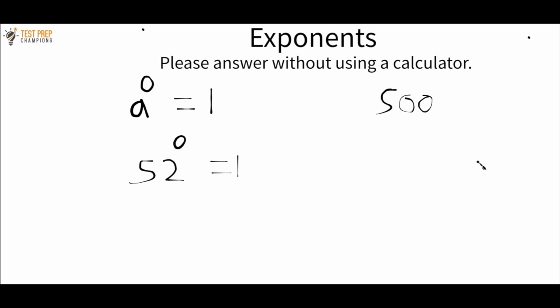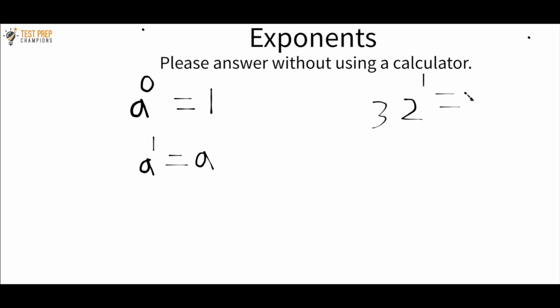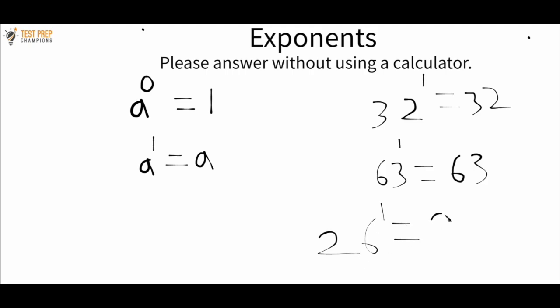Okay, so let me back up here, and something else you should know is that any number raised to the power of 1 just gives you that number. So if I take a and raise it to the power of 1, I just get a. Let me pick something at random. Let's say 32. 32 raised to the power of 1 is just 32. We could also do 63 raised to the power of 1. I'm just making up numbers at random here just to show you that that would be 63. You could do 26 raised to the power of 1. Anything raised to the power of 1 just gets you that same number.